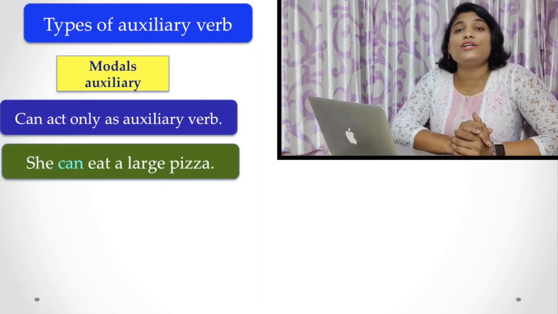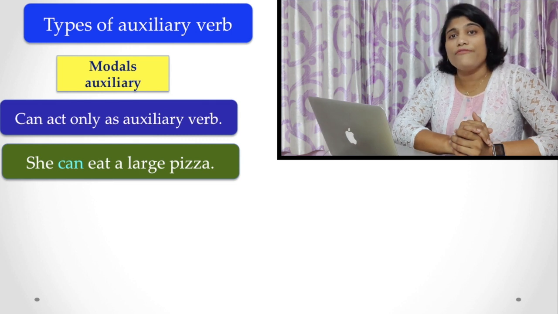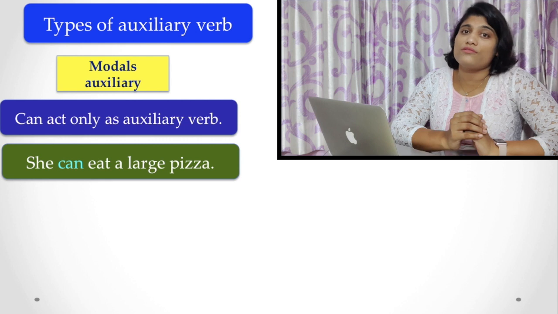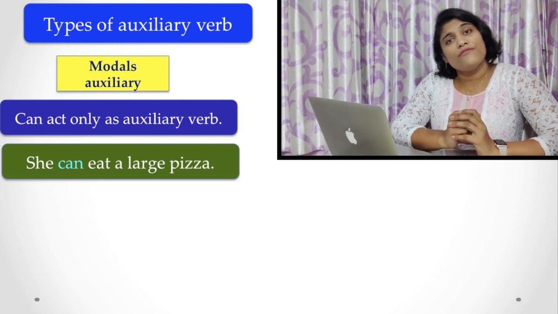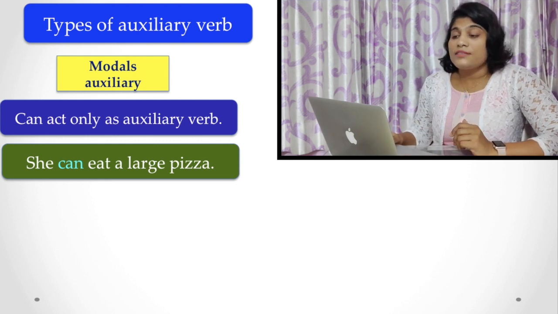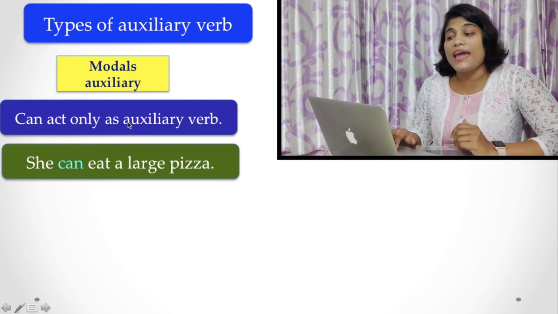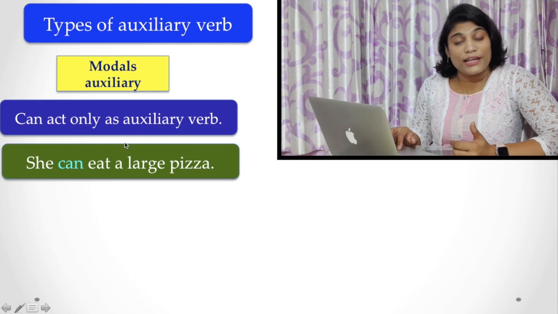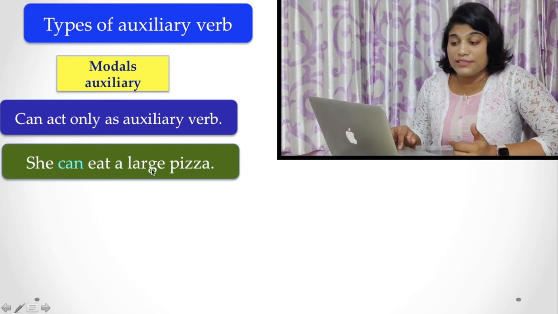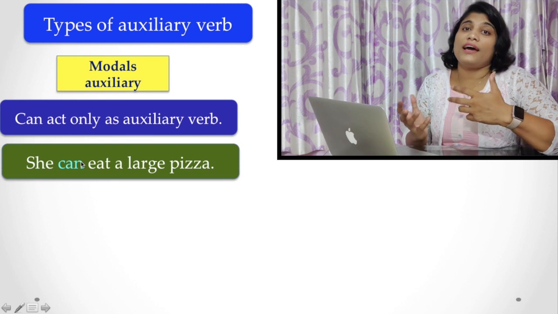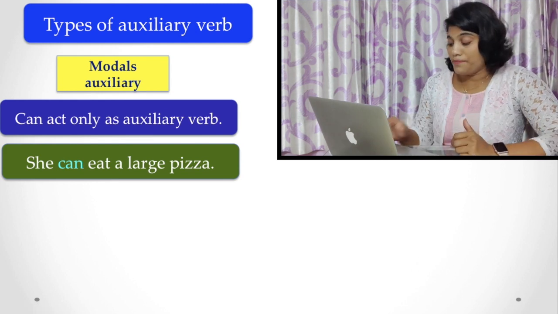Here, there are two types of auxiliary verbs, that is the modal auxiliaries and the primary auxiliary verbs or primary verbs. What is the difference? A modal auxiliary can act only as an auxiliary verb. For example, she can eat a large pizza. Here you find can is a modal auxiliary verb that tells you the ability of that person.